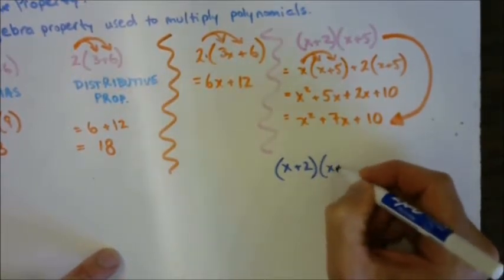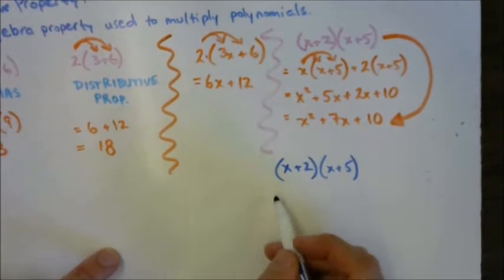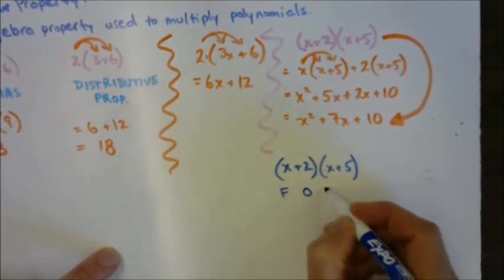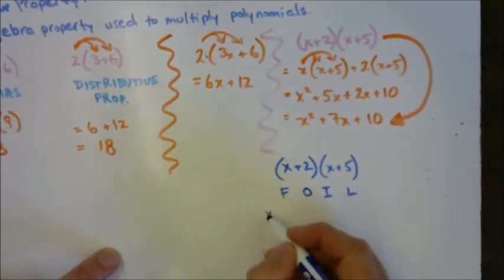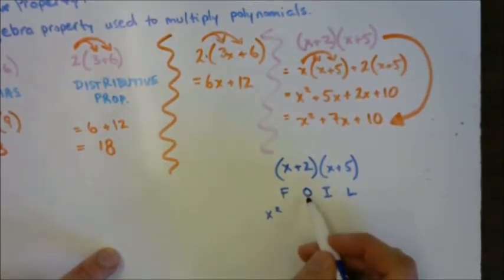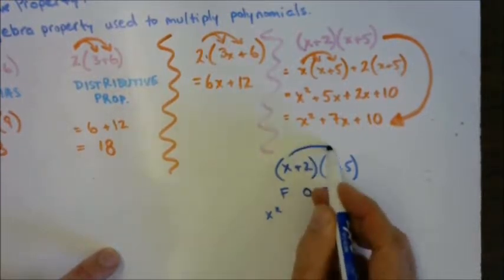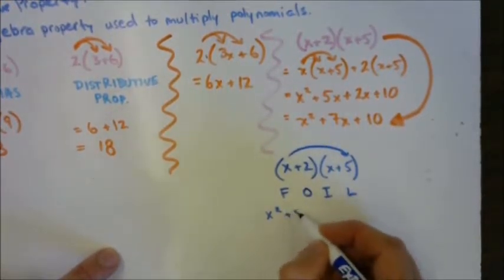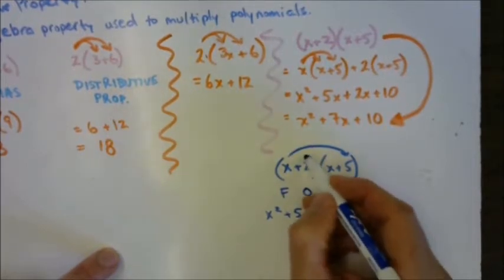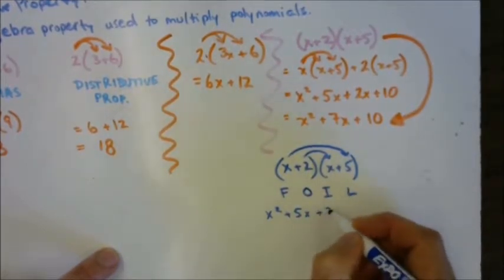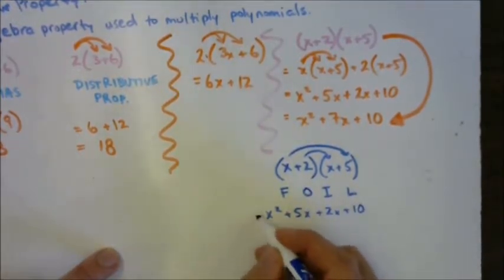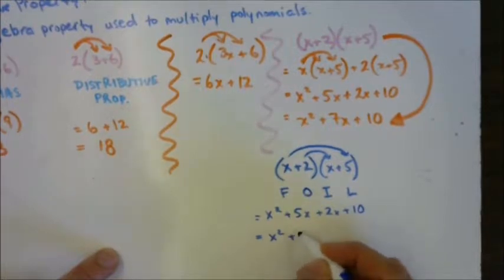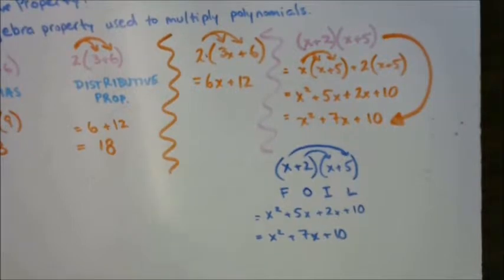x plus 2 times x plus 5, and we're going to FOIL it. So here we have first times first, that's x squared. Outside times outside, that's x times 5, which is 5x. Inside times inside, 2x. Last times last, 2 times 5 is 10. Group like terms, x squared plus 7x plus 10. So we get the same answer.